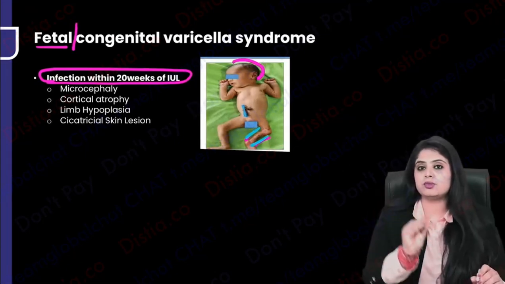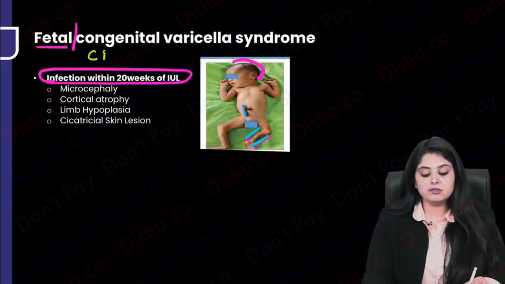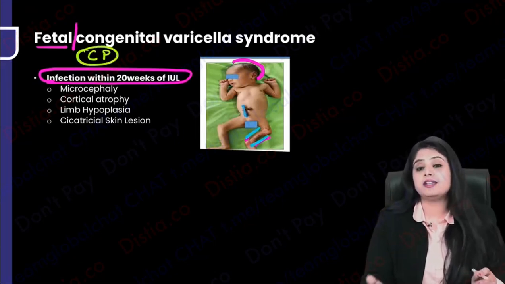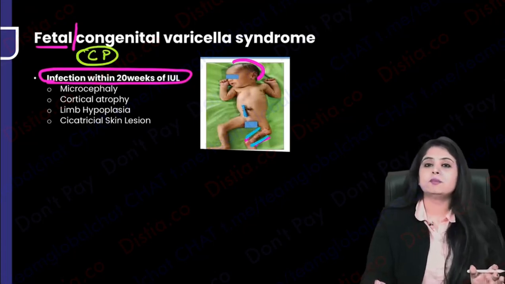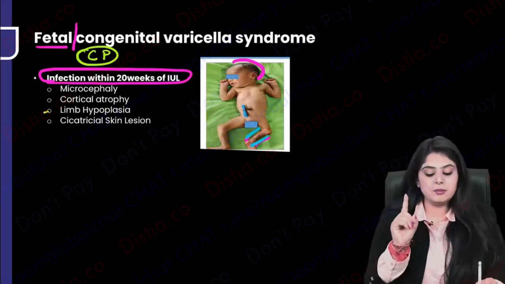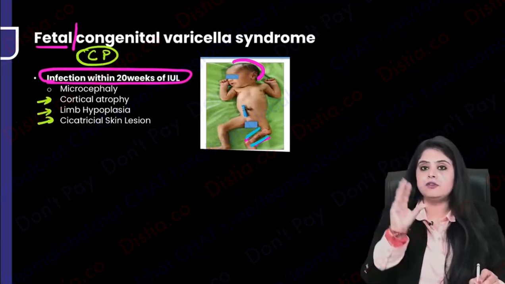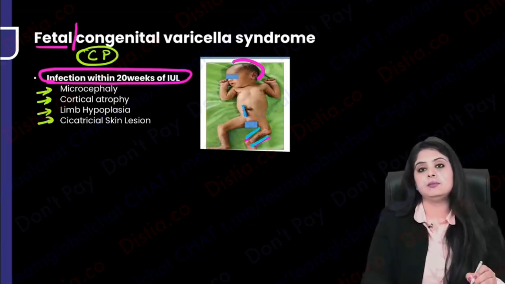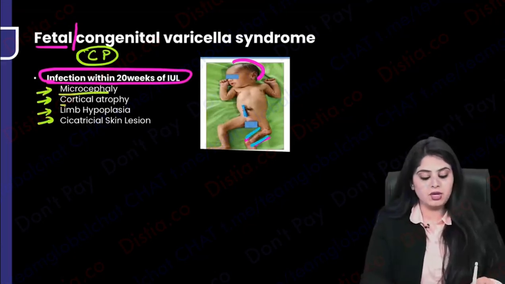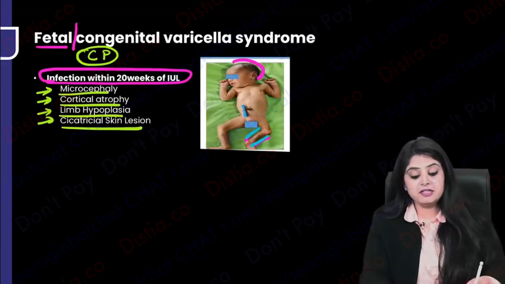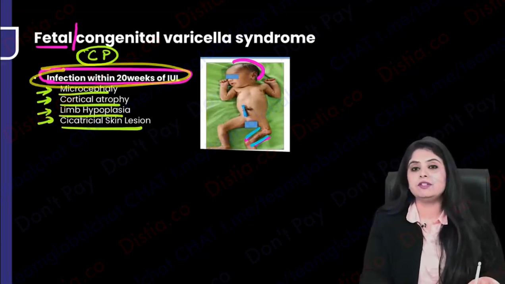So everything is becoming small, small, small. Remember, in chickenpox, you can say the congenital varicella one, everything is becoming small. The limbs are becoming small. The skin is scarring and becoming small. The cortical atrophy means becoming small. The skull becoming small. So everything is becoming small. That is the problem. That is if the fetus contracted the infection within 20 weeks of intrauterine life.